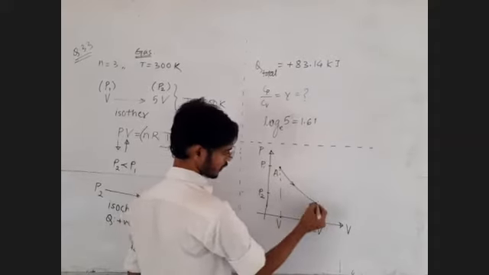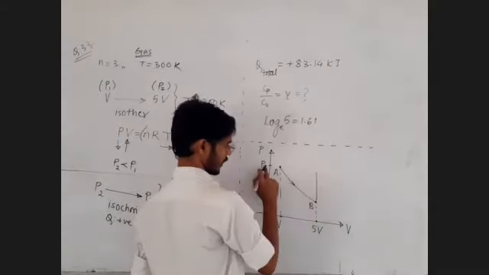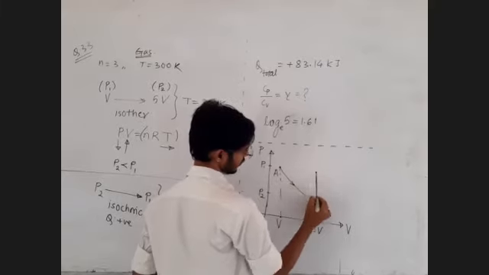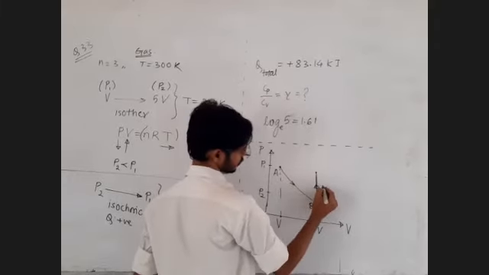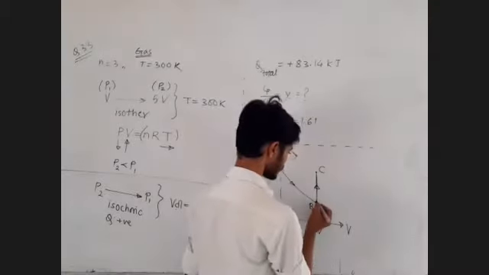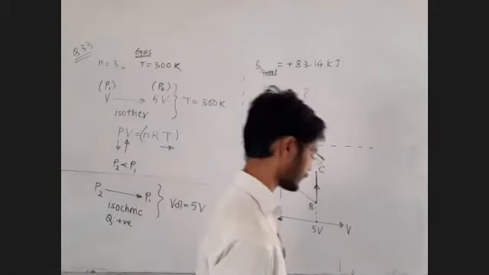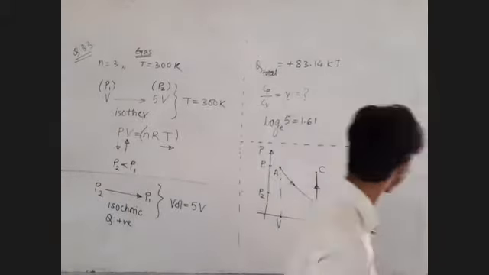Now again the gas is heated at constant volume, and now it was made again P1. Okay, so this is our, all right sir, this is the graph. Now we want to find out gamma.